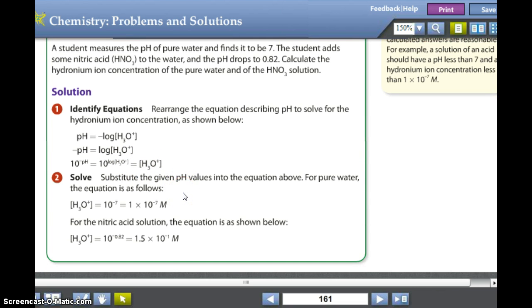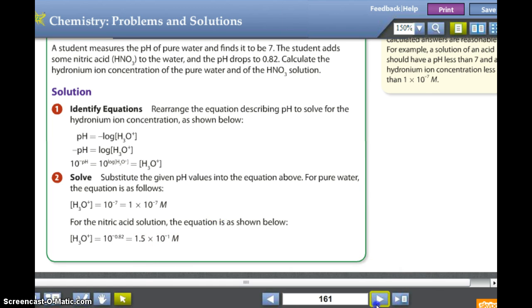So substitute the given values in the equation for pure water. The equation is as follows. The concentration of the hydronium ion equals 10 to the negative 7th, which equals 1 times 10 to the negative 7th molar. And for the nitric acid solution, the concentration of hydronium ions equals 10 to the negative 0.82. Okay, so it's 10 to the negative pH. Here's our equation right here, 10 to the negative pH. So the pH was 0.82. We just take 10 to the negative 0.82 to get your answer of 1.5 times 10 to the negative 1 molar.